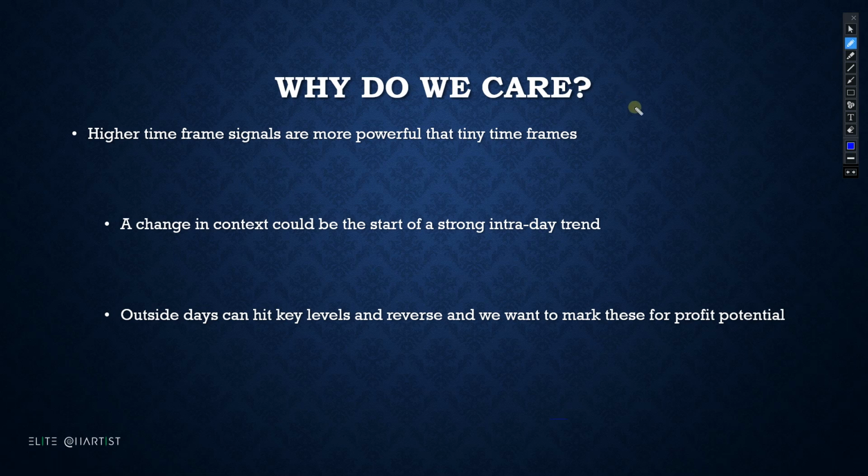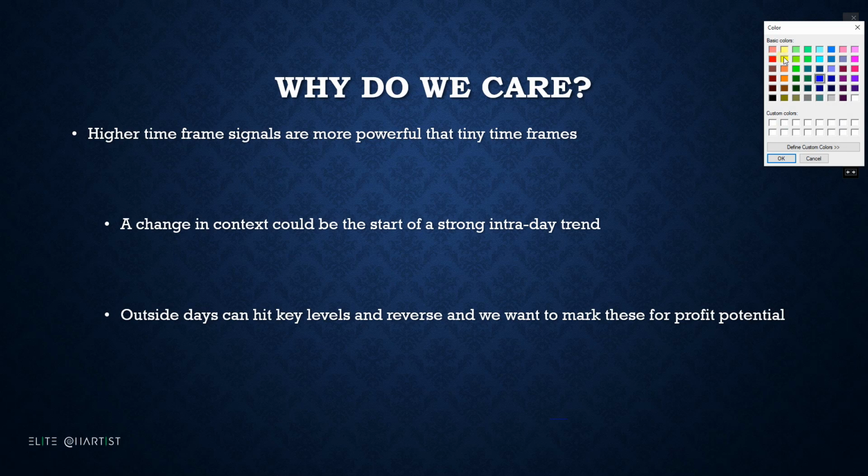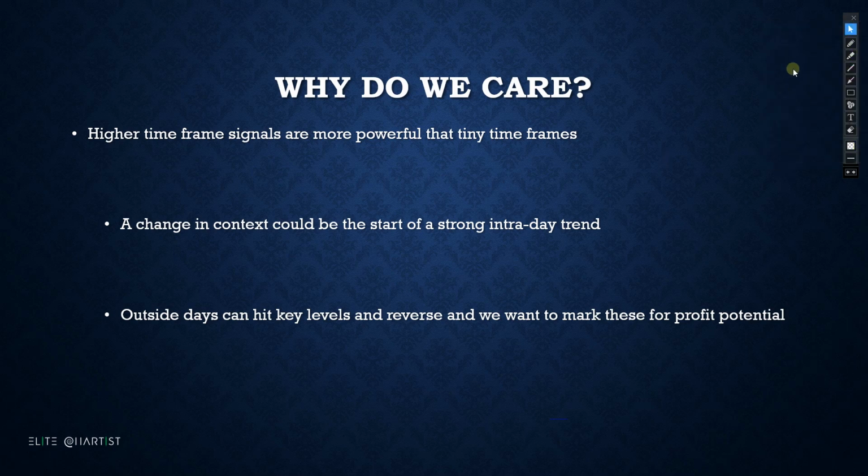So for example, let me use this light color now, since we've got the dark background. Say we have the previous day price action. Let me come down like this. And this is the current day. We have the overnight session. This is the overnight high right there. This is the overnight low. And we're here.